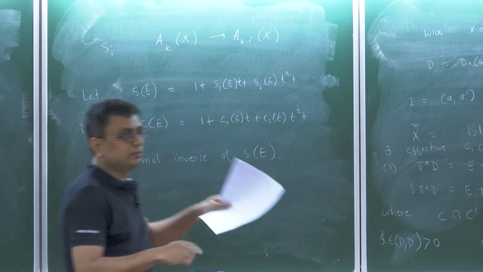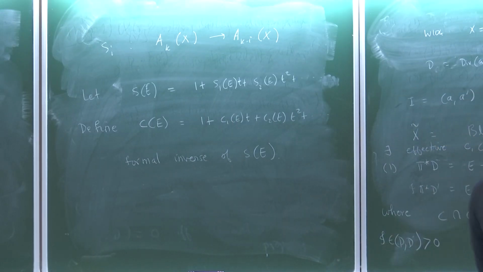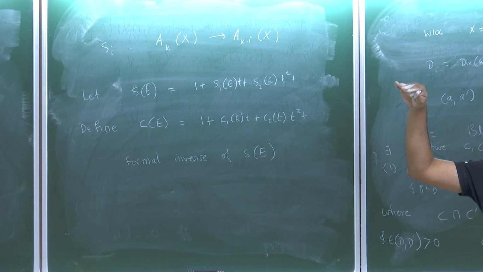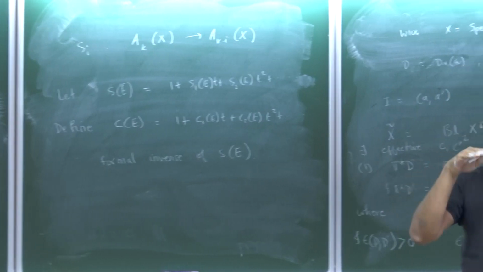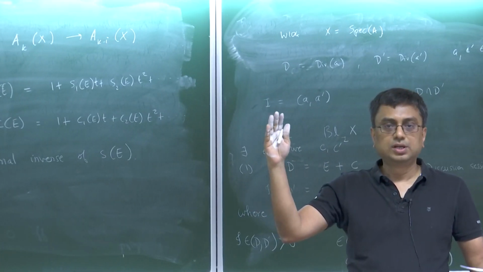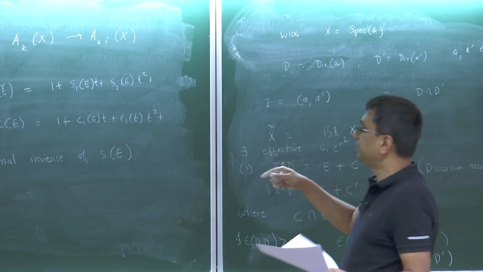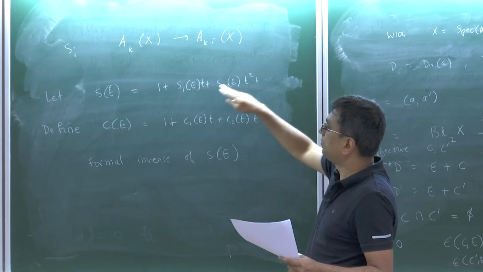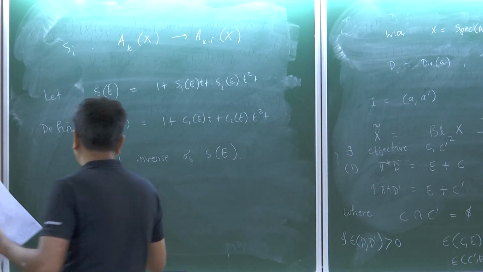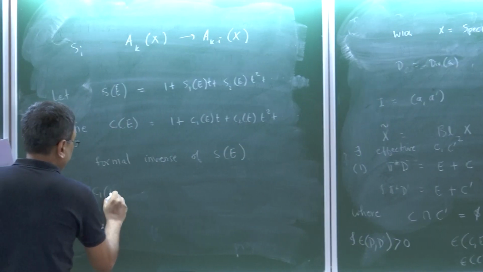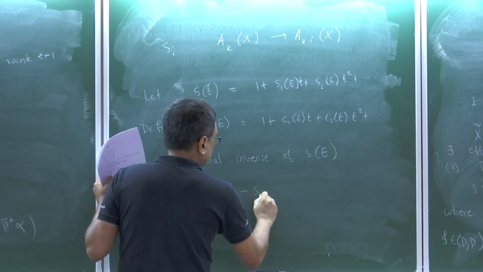What I mean is, if you look at the polynomial 1 plus a_1 t plus a_2 t^2 and so on, it is invertible as a power series. Let's say in Z[[t]], it is invertible. So formally I can invert and see the coefficients. So I'll get some expressions for C_i in terms of S_i. We can write it down very explicitly. So C_1(E) will be equal to minus S_1(E).